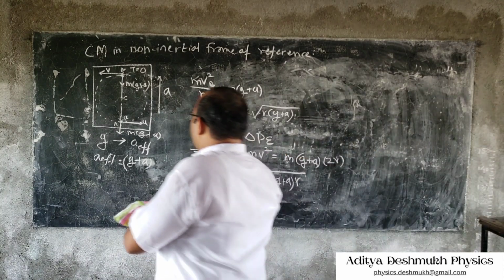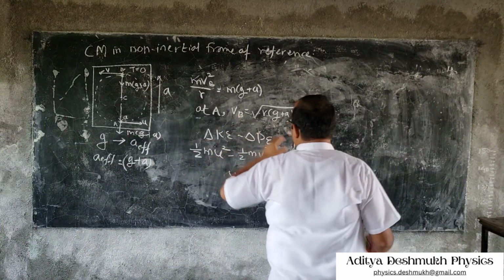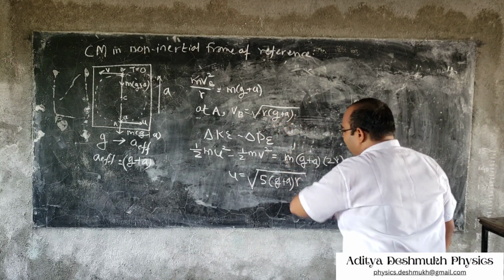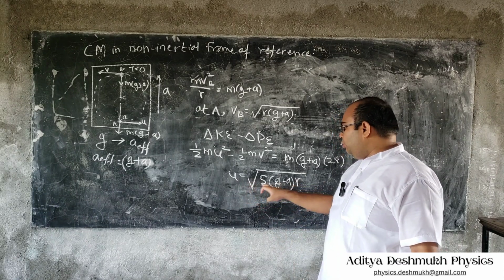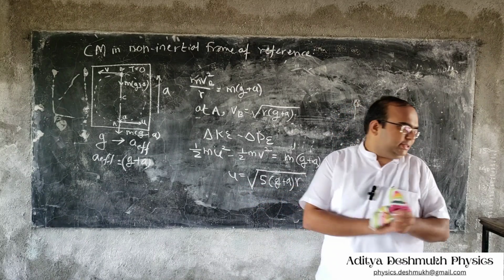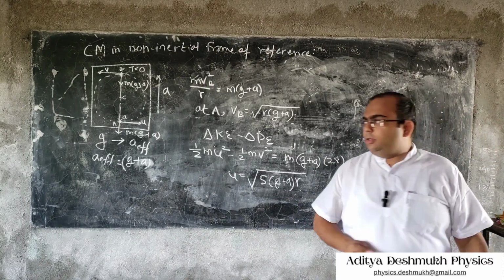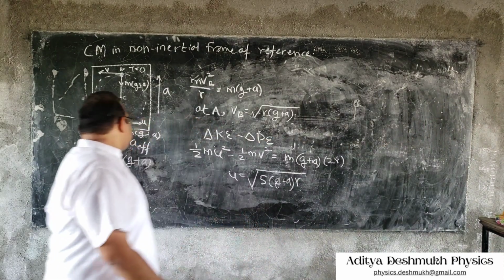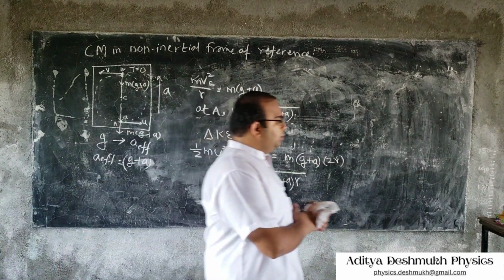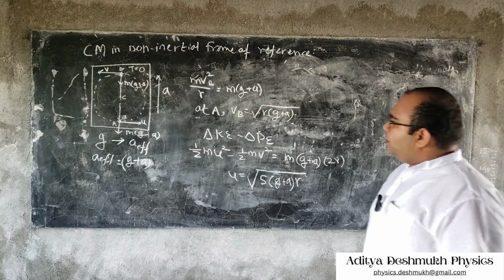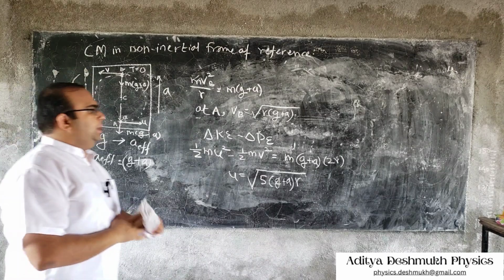If the lift is going downward, my g effective will be g minus a. So my speed at the topmost position will be root of r into g minus a, and at the lowermost position it will be root of 5r into g minus a. So I am just replacing g with the effective acceleration. You can also perform generalized vertical circular motion in a non-inertial frame of reference.